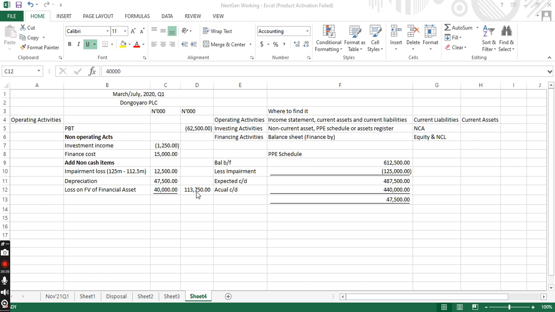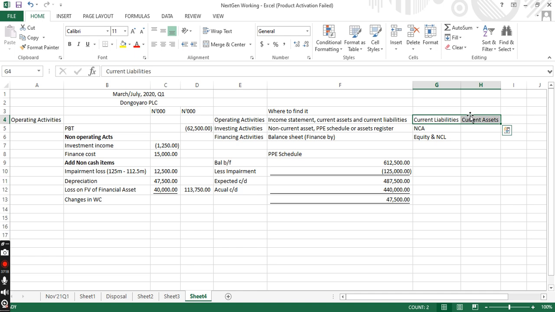Changes in working capital. What are our changes in working capital? Inventory, receivables, and payables. Your working capital definition is current assets and current liabilities, aside from cash and cash equivalents.